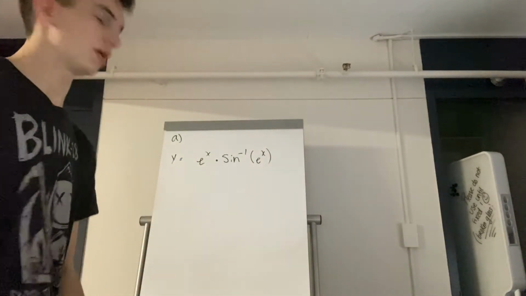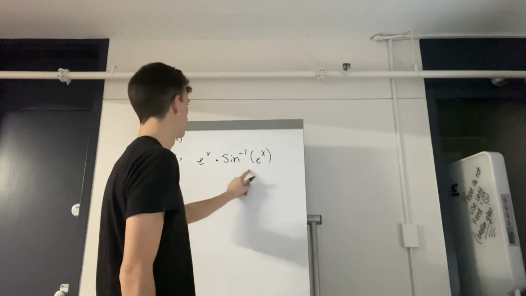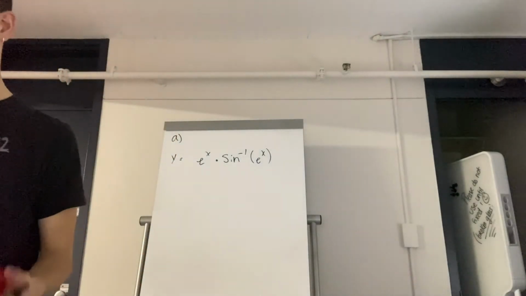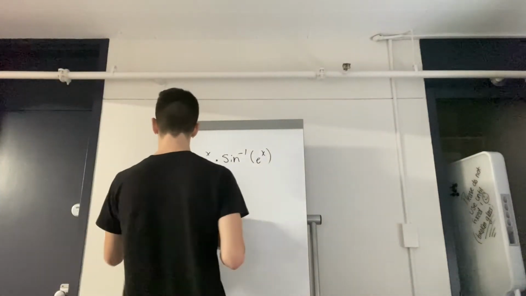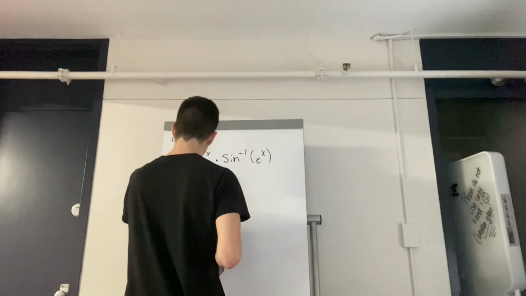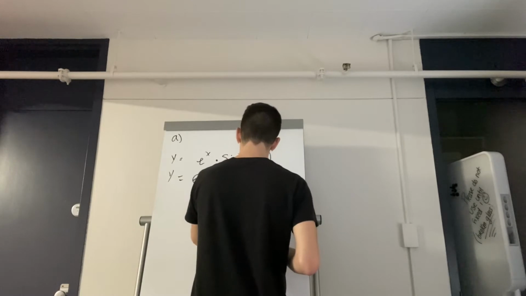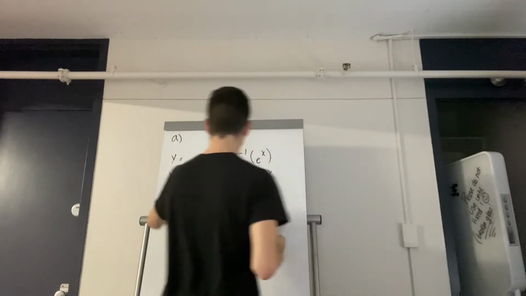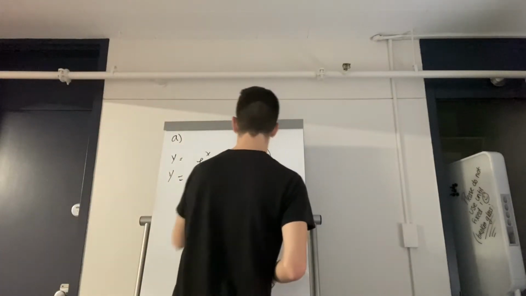For Problem 1, we'll be finding the derivative of the following functions and showing them in unsimplified form. For Problem A, we have y equals e to the x times sine to the negative first power e to the x. The first step is to rearrange it a little bit so it's easier to understand. So, step 1, we're just going to rewrite it as y equals e to the x times arc sine e to the x. These are the same.